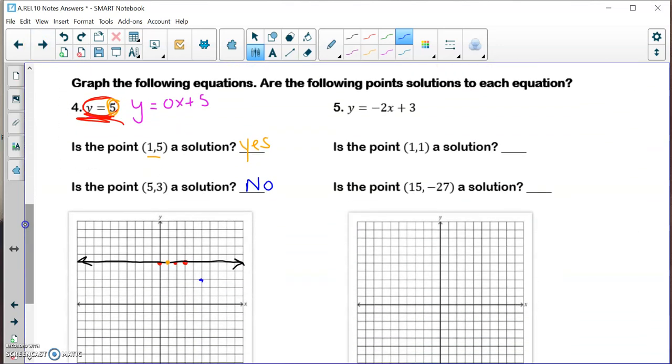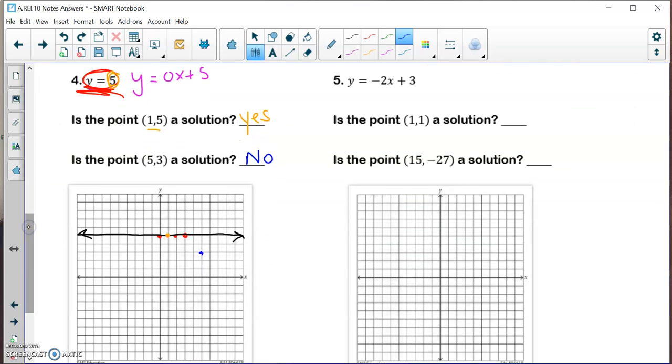All right, looking at number 5, we are now going to graph this. It is in slope-intercept form. My y-intercept is 3. And my slope is -2. A reminder, we can put that over 1. So that means I go down 2 and over 1, down 2 and over 1. Or we could have written it as a 2 over a -1, meaning I go up 2 and over -1, up 2 and over -1. So this is what your line looks like.